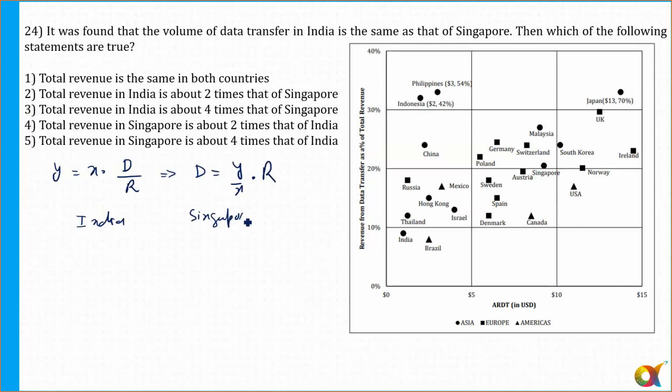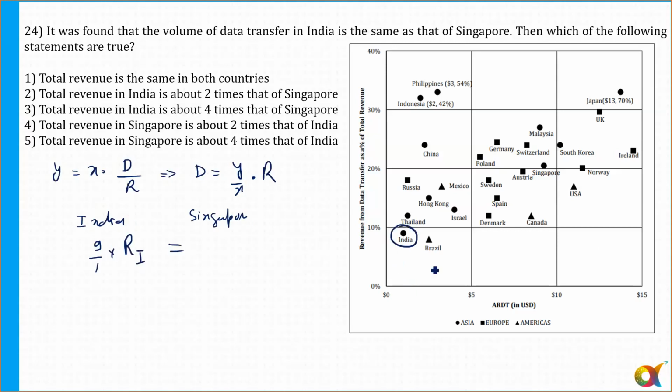Okay. So for India, what is the Y and what is X? Can anyone tell me? For India, what is Y and what is X? So you can say this is here, it is India. So for India, Y by X: the Y axis is approximately 9, X is approximately 1. So for India, it is 9 by 1 into revenue of India.